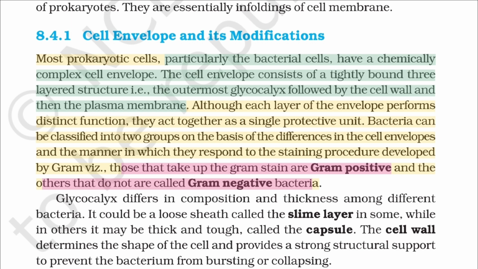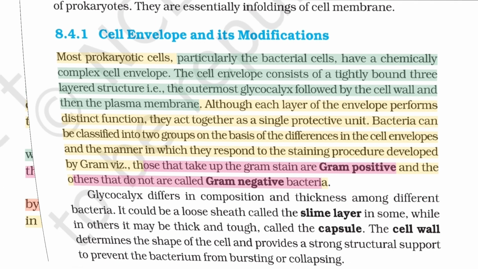Bacteria can be classified into two groups on the basis of the differences in the cell envelopes and the manner in which they respond to the staining procedure developed by Gram as follows. Those that take up the Gram stain are Gram-positive, and the others that do not are called Gram-negative bacteria.